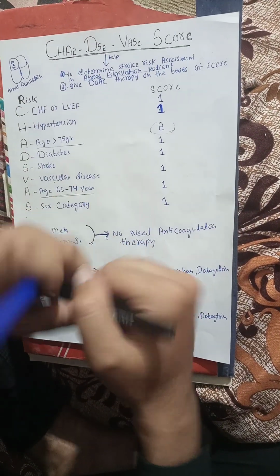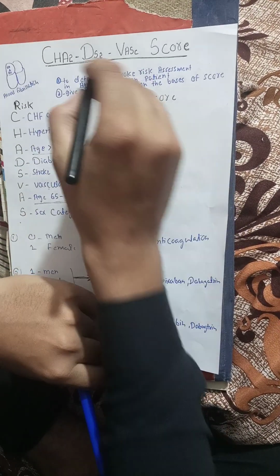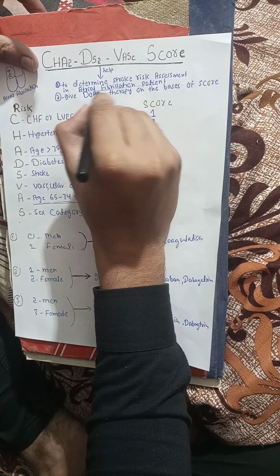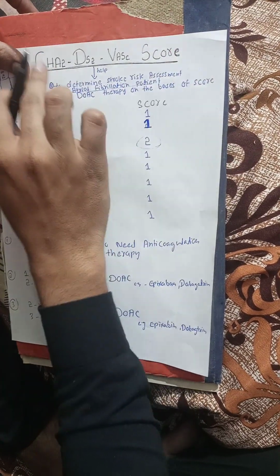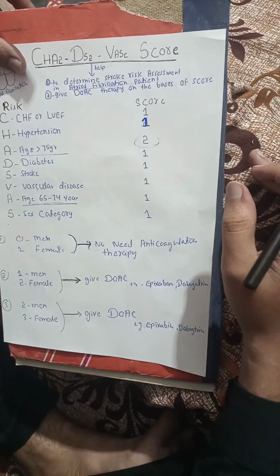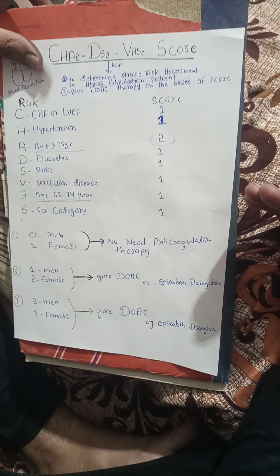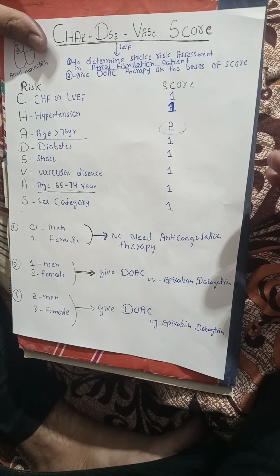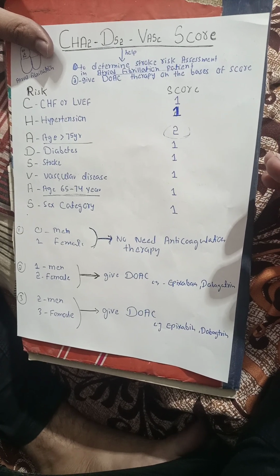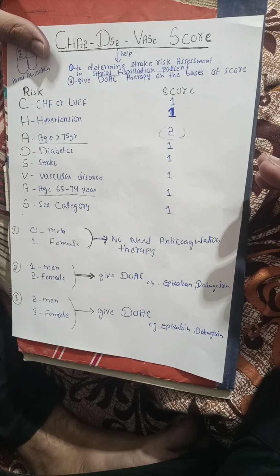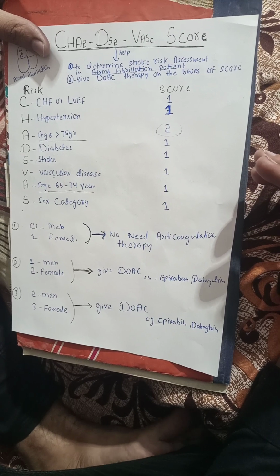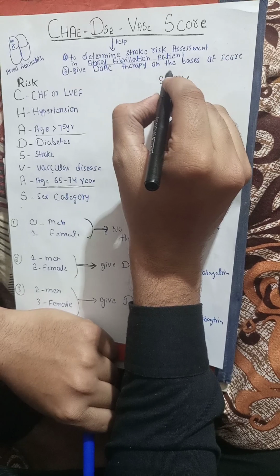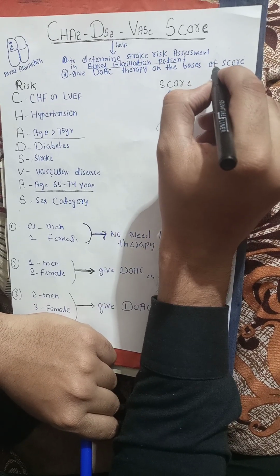And what is the CHADS-DS2-VASc score? Basically, the CHADS-DS2-VASc score helps to determine the stroke risk assessment in the atrial fibrillation patient. When we assess the risk of stroke in the atrial fibrillation patient, then we can give antithrombotic drugs or anticoagulation drugs. So how can we give direct oral anticoagulant therapy on the basis of the CHADS-DS2-VASc score?